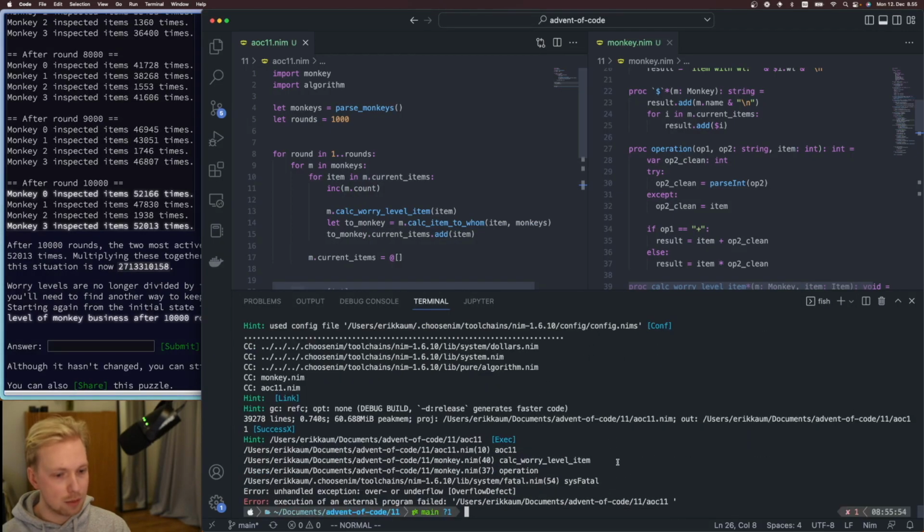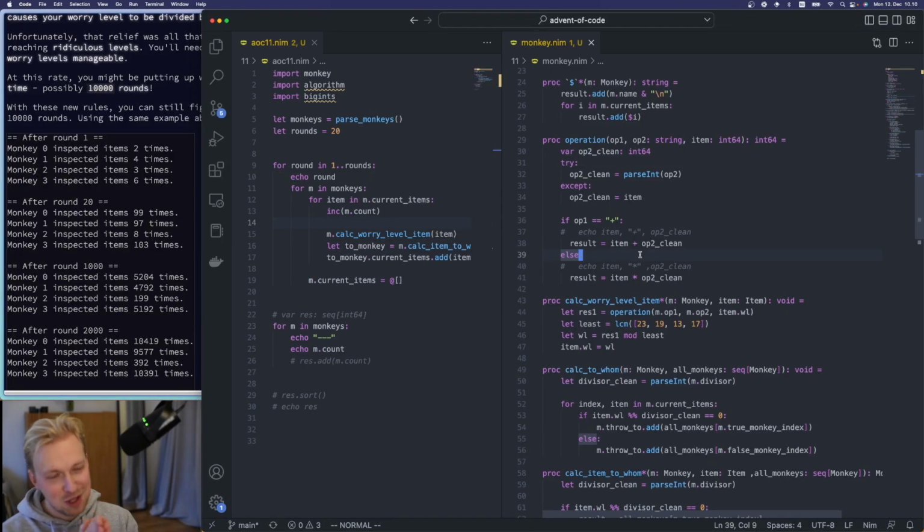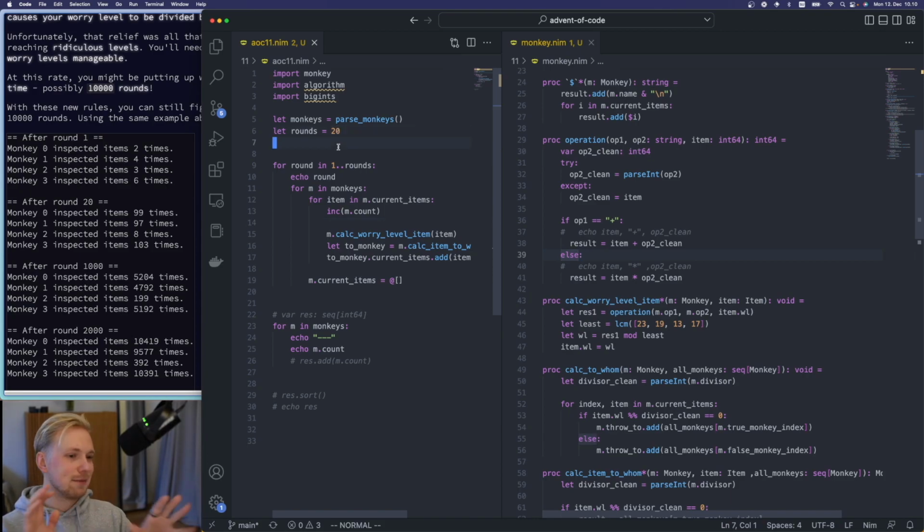We get some problems. So part B was a lot trickier than I thought, and I went into the trap like a rookie. So naively, I just deleted the divide by 3 and put in 10,000 rounds and said, let's just make it roll. This is going to be easy.